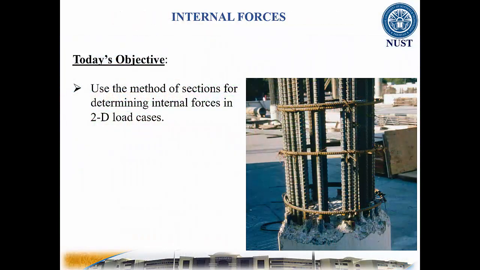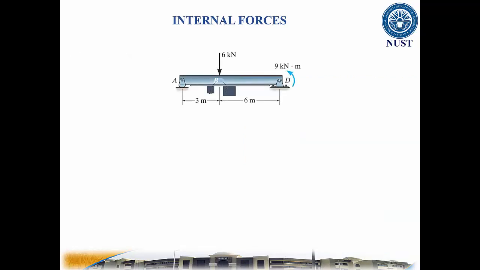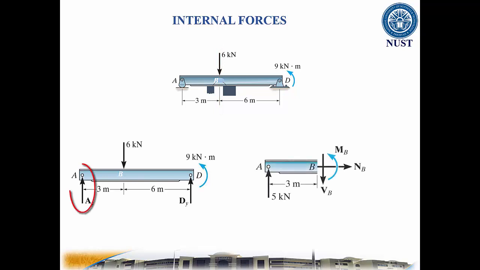In this lesson, we are going to use the method of sections for determining internal forces in 2D load conditions. The design of any structural member requires finding the forces acting within the members to make sure the material can resist those loads. For example, we want to determine the internal forces acting on the cross-section at B, but first we need to determine the support reactions.